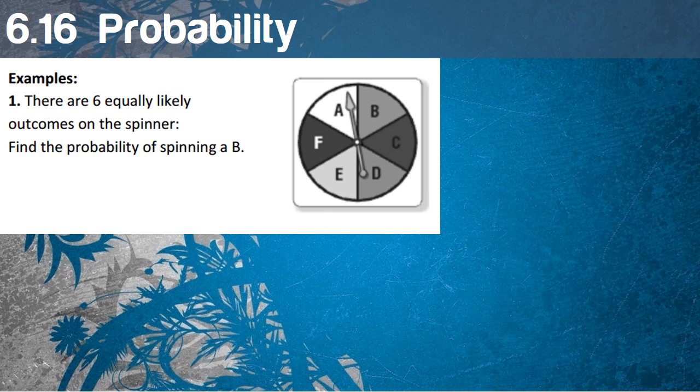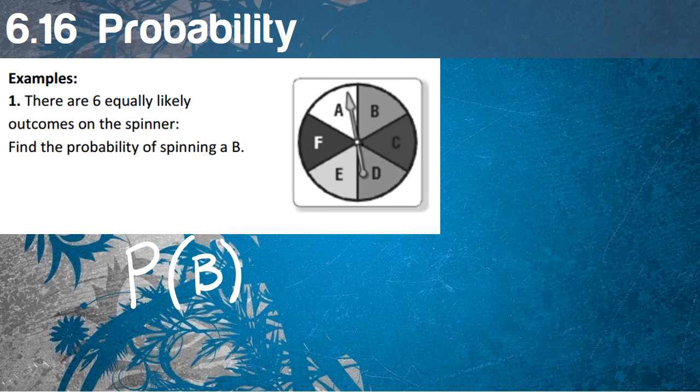You might see a spinner. In this example, there are 6 equally likely outcomes in the spinner. So we have to find the probability of spinning a B. What we do is we write the probability of letter B. This is the way we start that off.